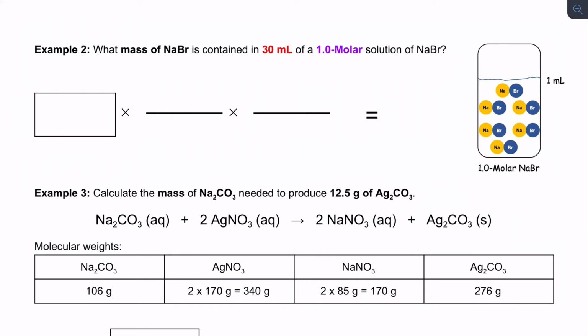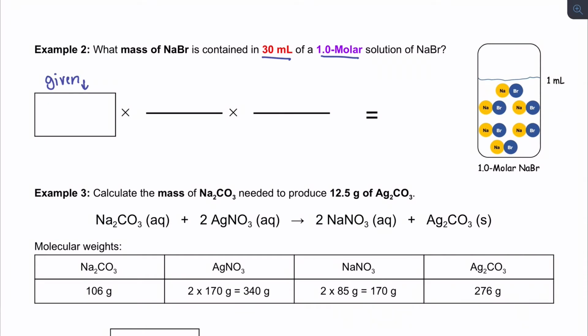Example number 2 is asking what mass of sodium bromide is contained in 30 milliliters of a 1 molar solution of sodium bromide. You'll notice right away that there are two numbers in the problem, 30 milliliters and 1 molar. The first thing that you'll need to do is decide which of these numbers is the given number, as in the number that you start with, and which number is a conversion factor.